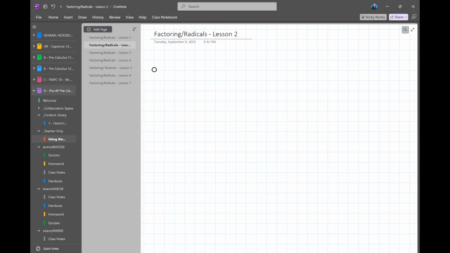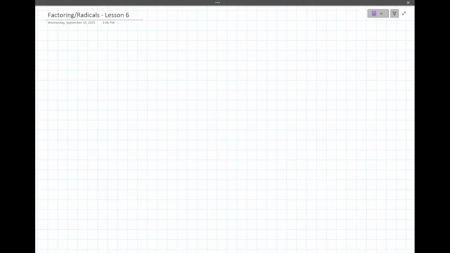All right, Pre-Calc 11 Pre-AP. Let's take a look at factoring and radicals, lesson 6. So when we're doing this, we are finding ways to multiply and divide them. We've done addition, subtraction, and other things, so we're going to collect stuff like that.